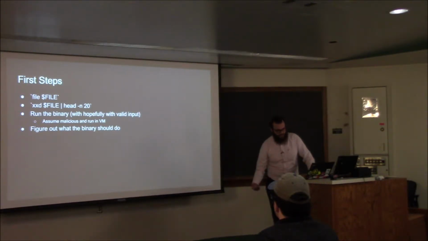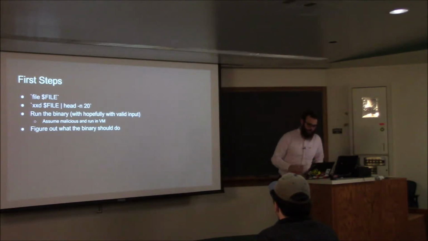So how can you see that? If you're using xxd, which is a hex dump program, you run it on that file, check out the first 20 lines, and you'll see it right there. I'll show you examples in a little bit. And then hopefully you can run the binary with valid input. You should always assume it's malicious and run it in a VM.